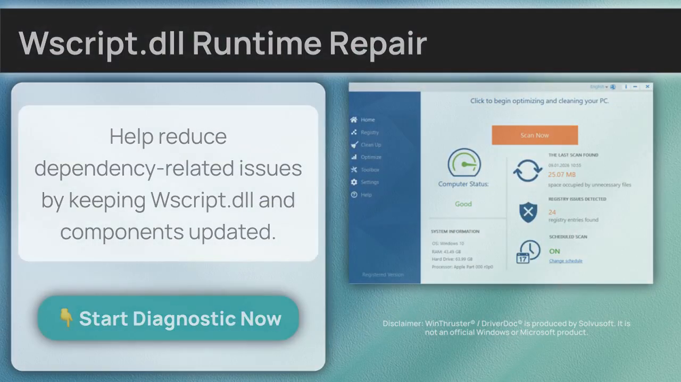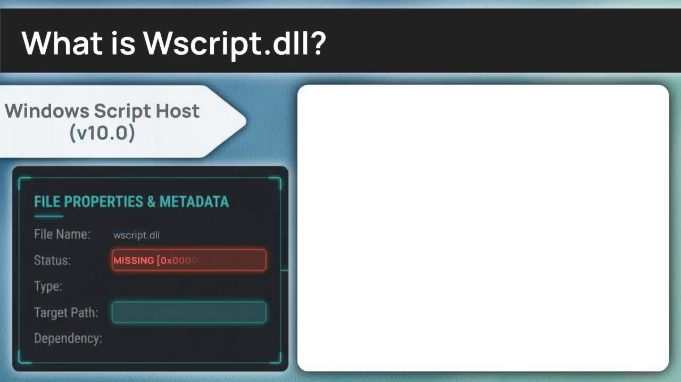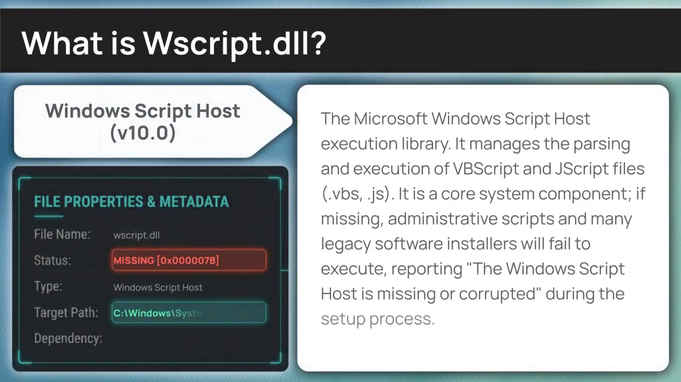This is the Wscript host library, the Microsoft Wscript host execution library. It manages the parsing and execution of VBScript and JScript files, VBS.js. It is a core system component. If missing, administrative scripts and many legacy software installers will fail to execute, reporting the Wscript host is missing or corrupted during the setup process.